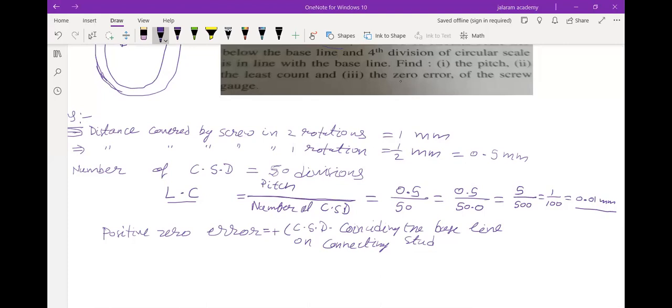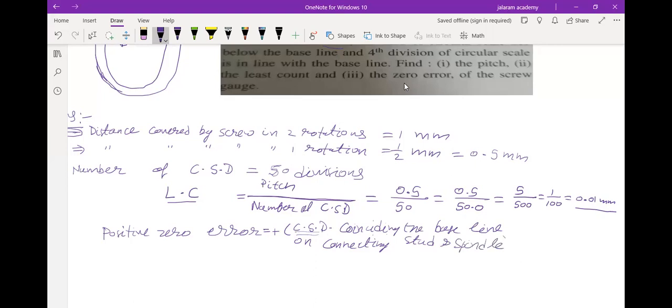Continue. So, positive zero error. If on connecting the stud and spindle of a screw gauge, the zero of the circular scale lies below the zero of the baseline, then it is called positive zero error. The formula of positive zero error is: positive circular scale division coinciding with the baseline on connecting the stud and spindle, into least count. We will write circular scale division, not CSD.